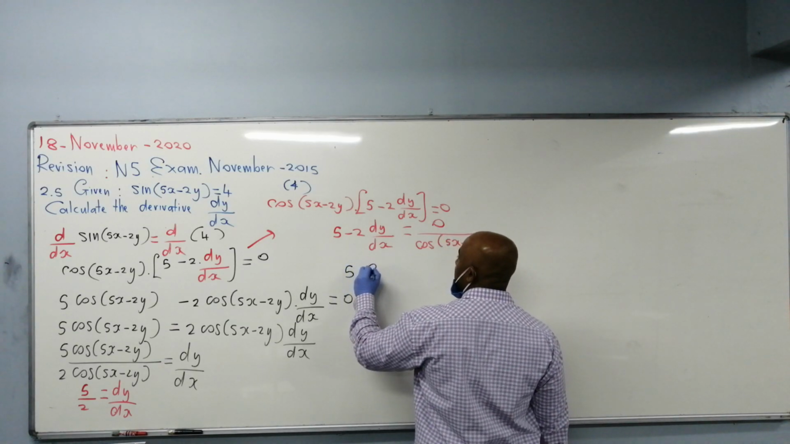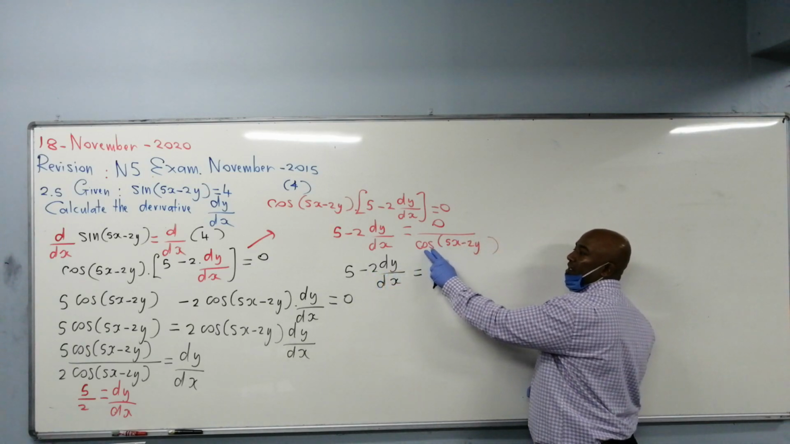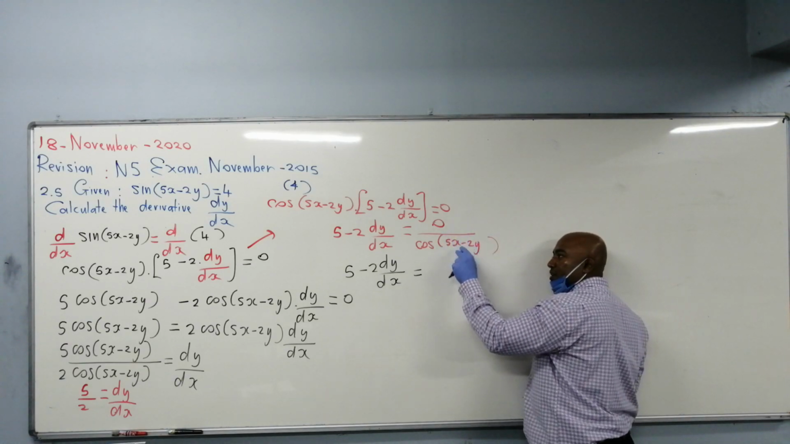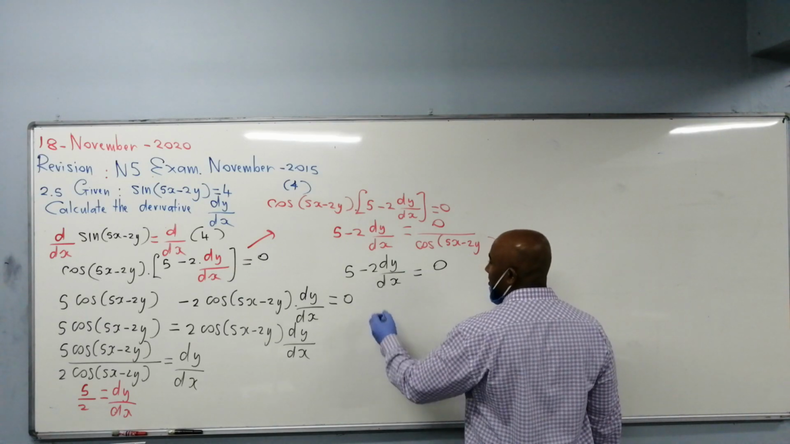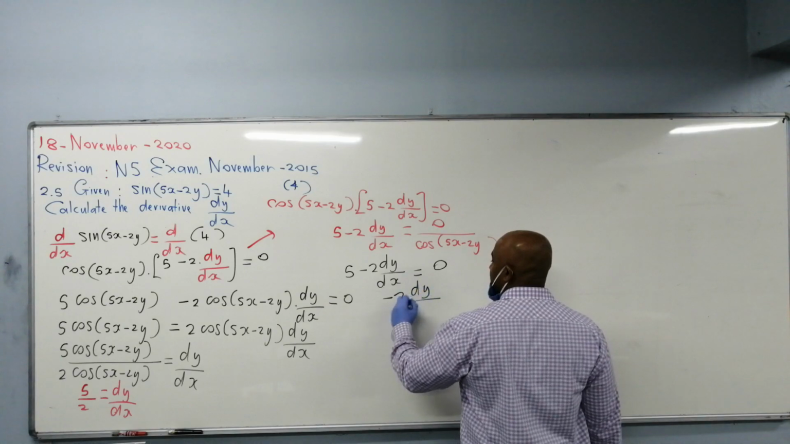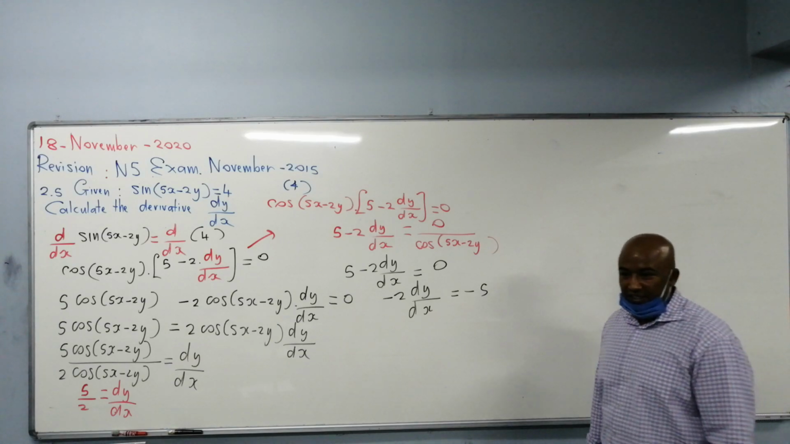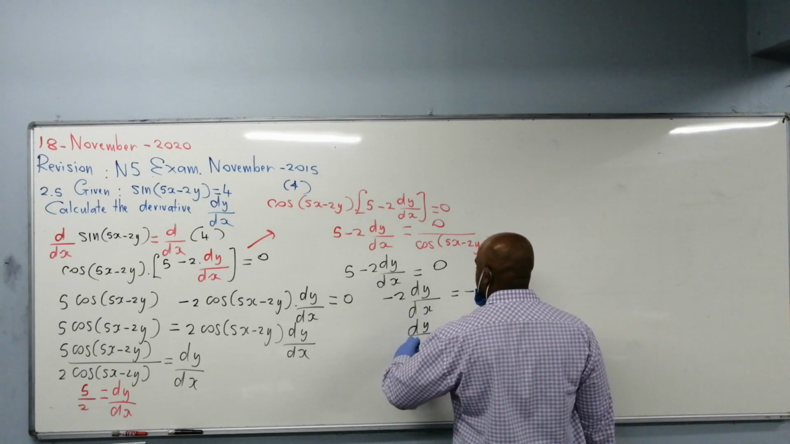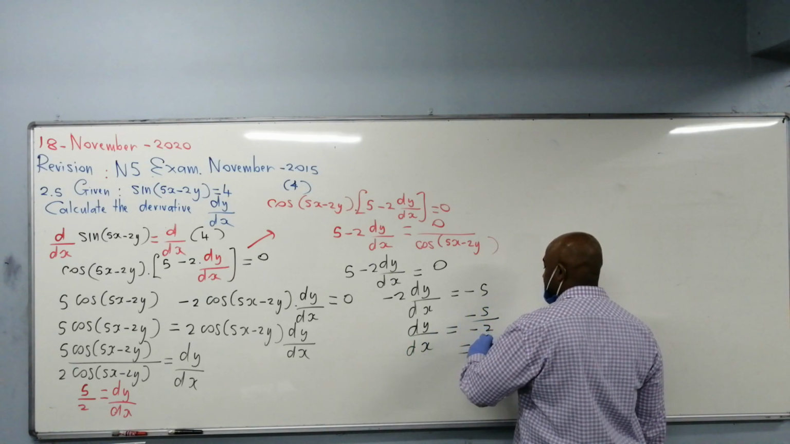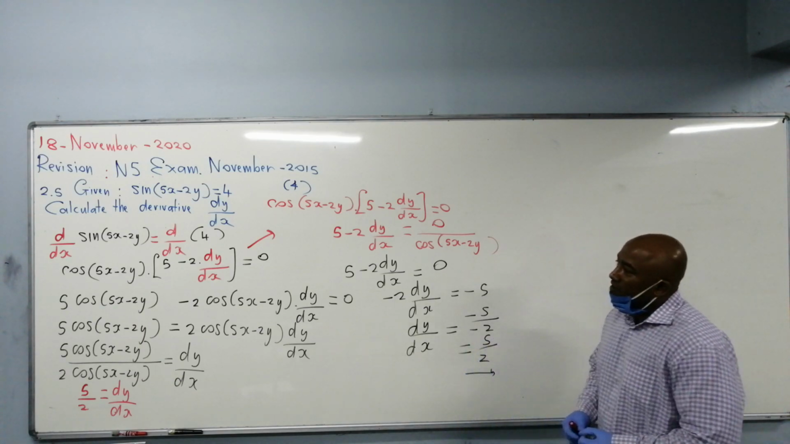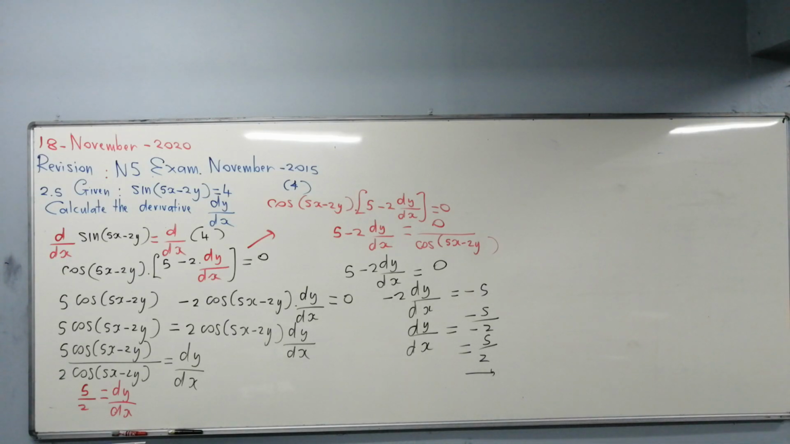So we got 5 minus 2 times dy over dx, and as long as cos of 5x minus 2y is not equal to 0, 0 divided by that will be 0. Okay, and then now I got minus 2 dy over dx is going to equal minus 5. You can see that? So therefore, dy over dx is going to equal minus 5 over minus 2, which is the same as 5 over 2. This is shorter than that, but you come to the same answer, you can see it.